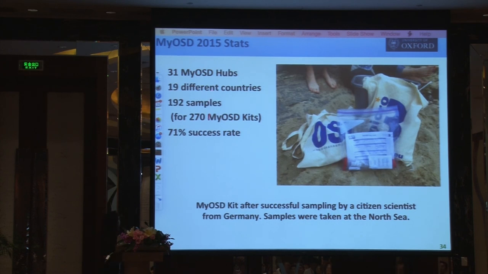And results, some stats. So with 31 MyOSD hubs from 19 different countries, we had 192 samples returned from 270 kits, which translates into a 71% success rate. And we think it's a really good number, and we're very, very excited. And this is just a picture from a MyOSD kit after successful sampling by citizen scientists in Germany.